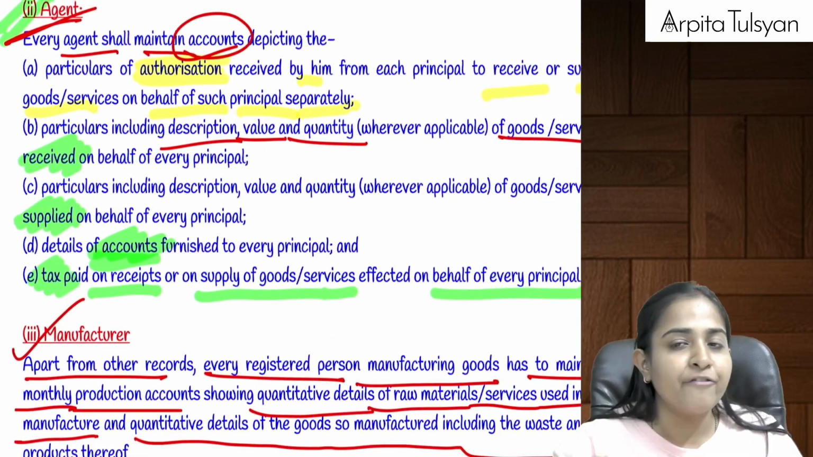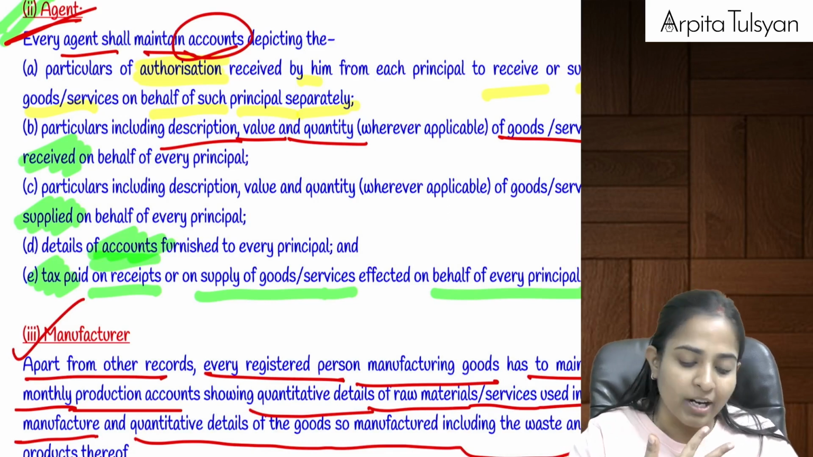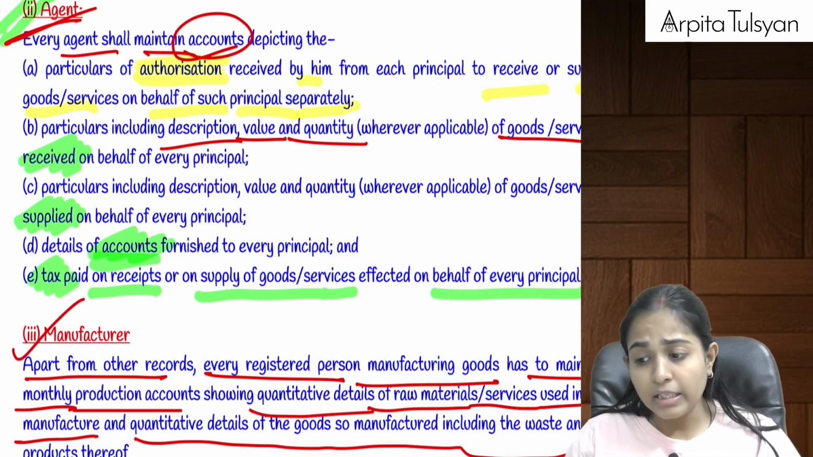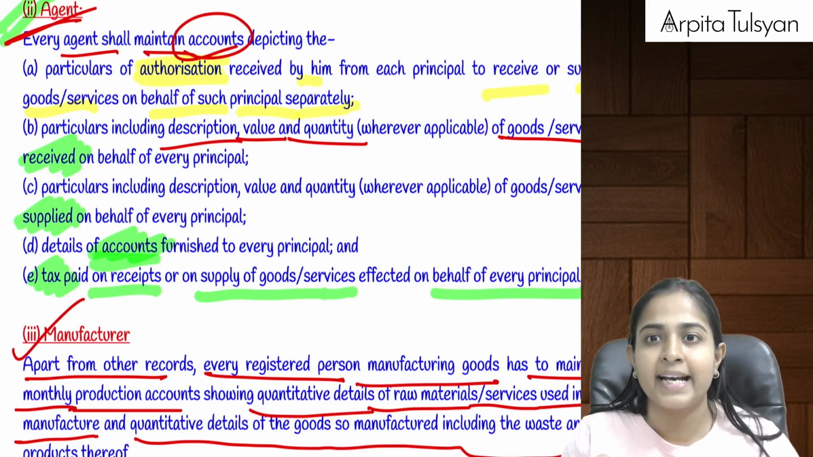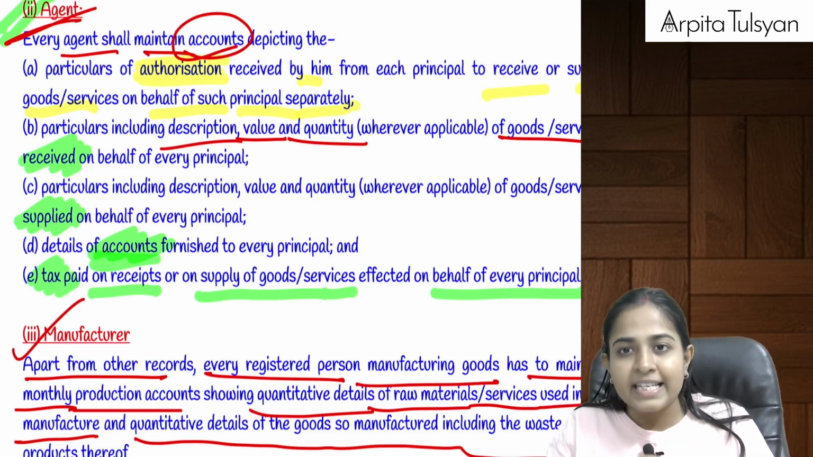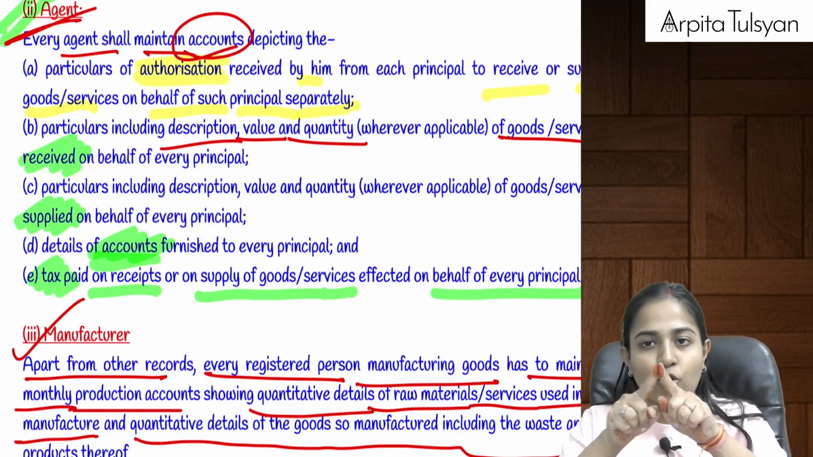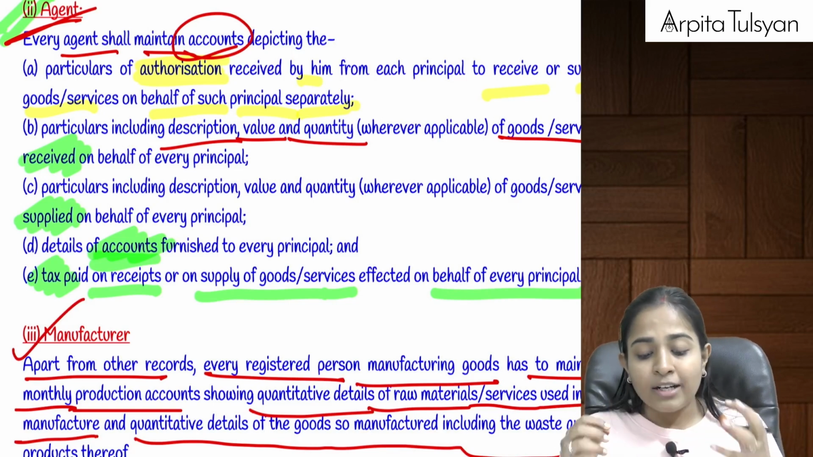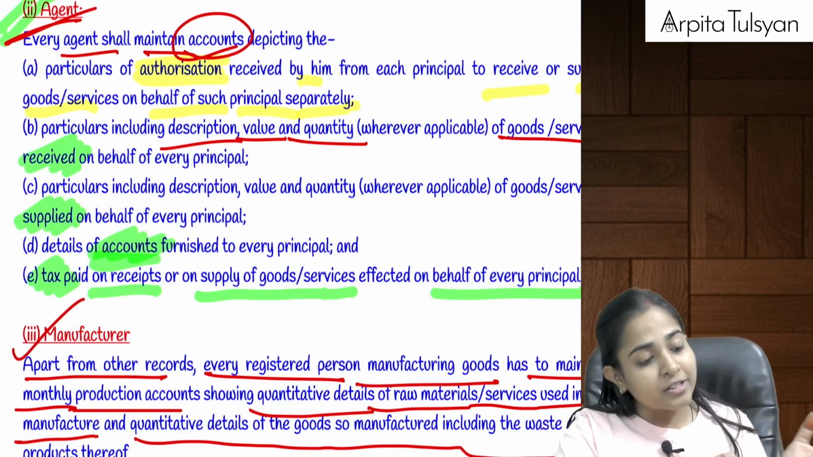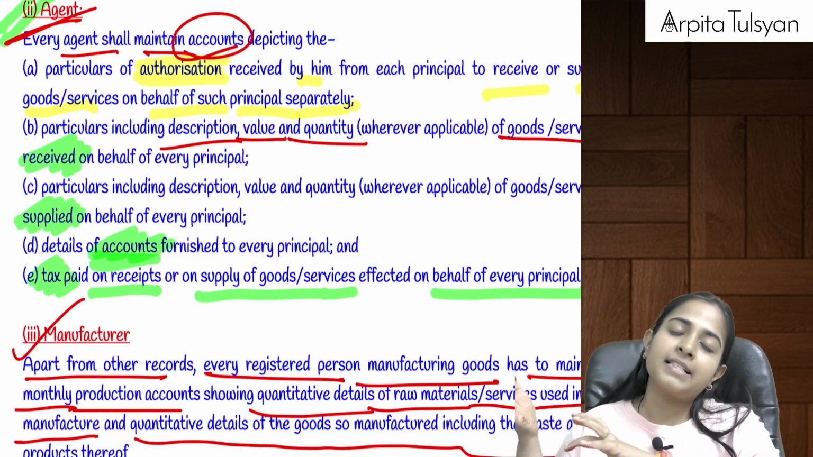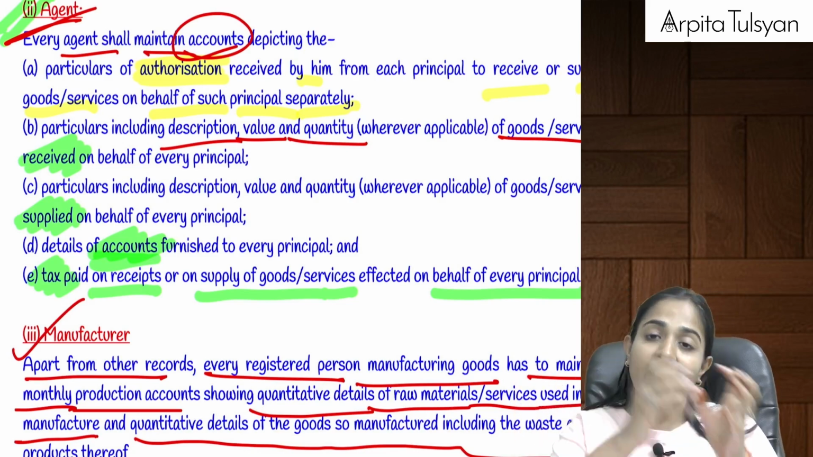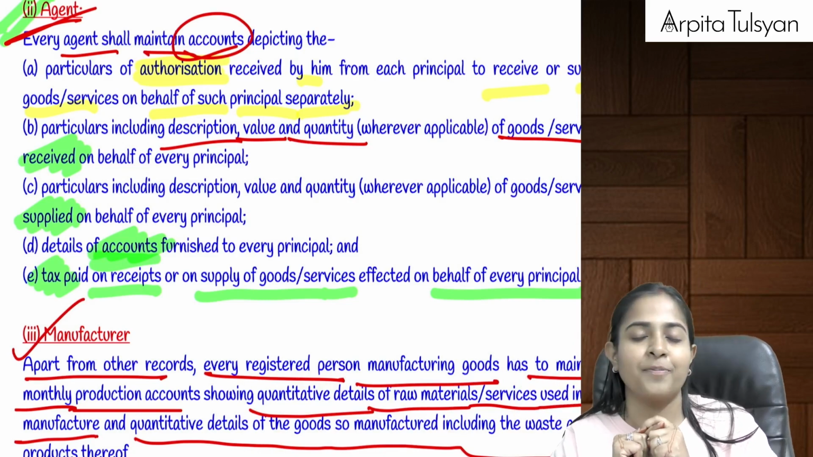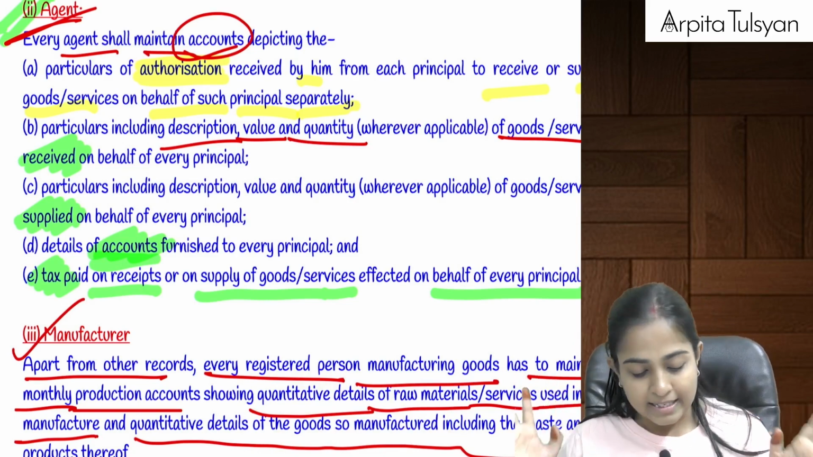Then similarly, if you are an agent, then you are required to maintain some extra information. What is that extra information? First, that particular agent would have received some authorization from its principal to either receive the goods or to supply the goods. So a copy of that authorization, a copy of that instruction, should be maintained by that agent. Then the description, value, and quantity of goods received on behalf of the principal. Similarly, the description, value, and quantity of the goods supplied on behalf of the principal. Then the accounts which are to be furnished to the principal, and the taxes paid on such supplies, right?